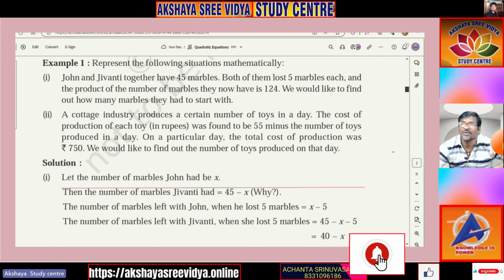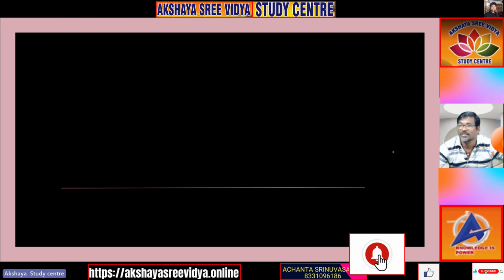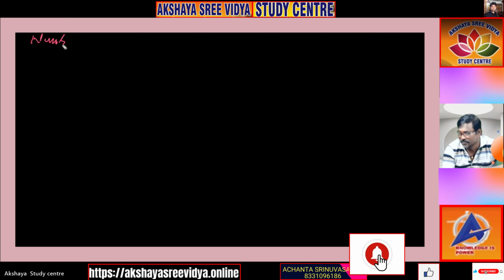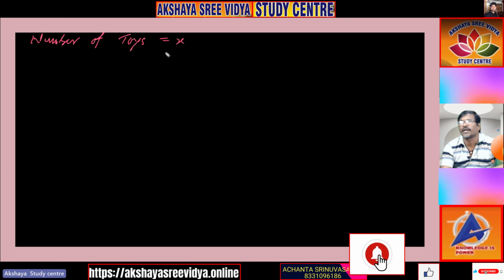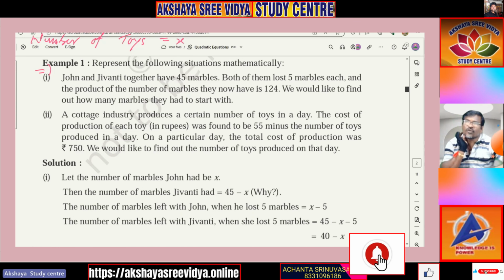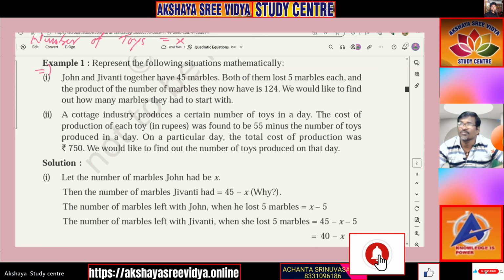The cottage industry produces a certain number of toys. Number of toys ని మనం అనుకున్నానంటే X అనుకున్నాం. Toys is equal to X. కానీ మళ్ళీ ఏమంటున్నాడు వాడు, నెంబర్ ఆఫ్ టాయ్స్ X అయితే the cost of production of each toy was found to be 55 minus the number of toys.